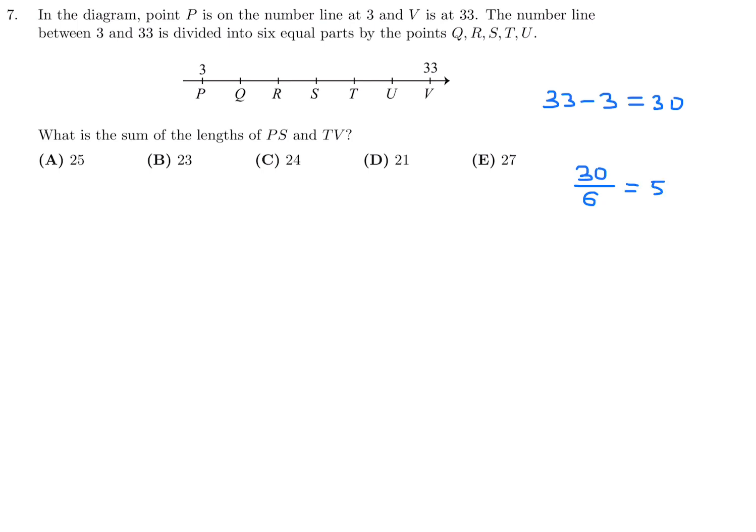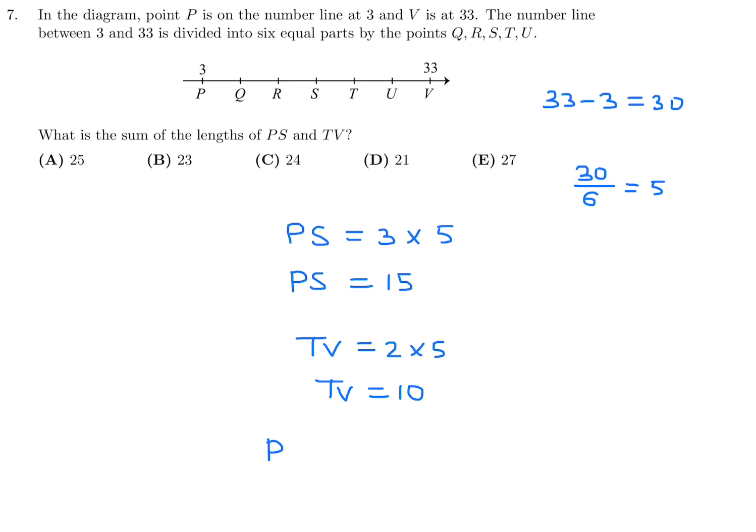So PS is 3 of those equal parts, and each part is 5. So PS equals 15. And then what's the other one? TV. TV is 2 equal parts. So 2 times 5, and therefore TV is 10. So they want PS plus TV. So that's going to be 15 plus 10, and that is 25. So number 7, the answer is A.